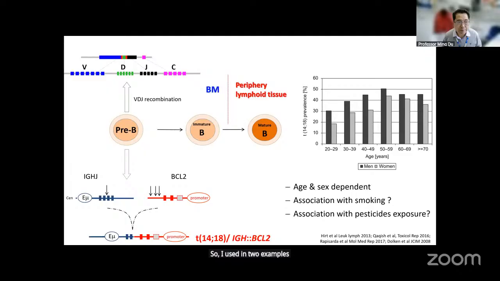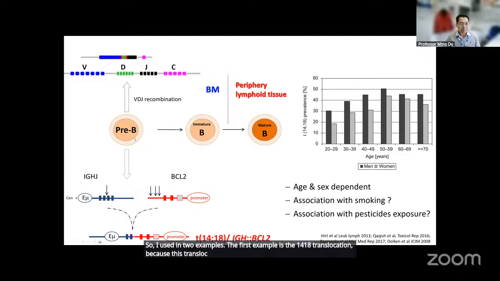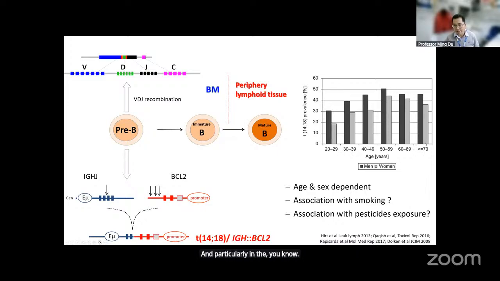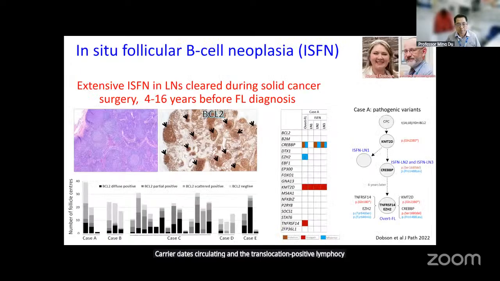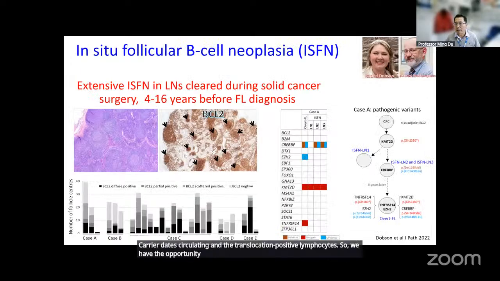The first example is the 14;18 translocation, because this translocation occurred at the pre-B cell stage during the VDJ recombination. These translocations are really quite common, particularly in the healthy adult population, and 50% of us carry these circulating translocation positive lymphocytes. So we have the opportunity to study this, together with Dr. Andrew Wotherspoon from the Royal Marsden Hospital.